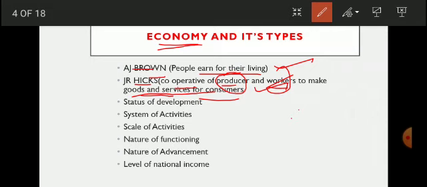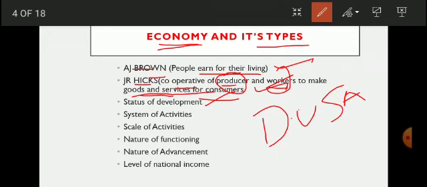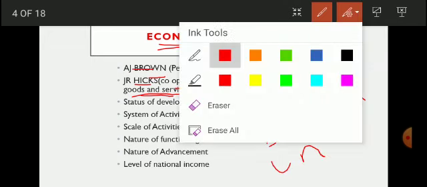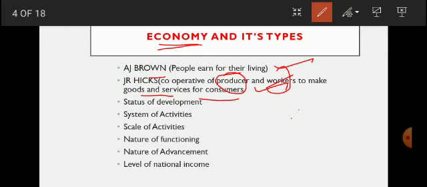Okay, the next, what are the types of economy? The first type is by status of development. There are three types of countries: developed countries, underdeveloped countries, and undeveloped countries. For developed countries, an example is the USA. For underdeveloped countries, examples are India and China, and for undeveloped countries, Afghanistan and South Africa.